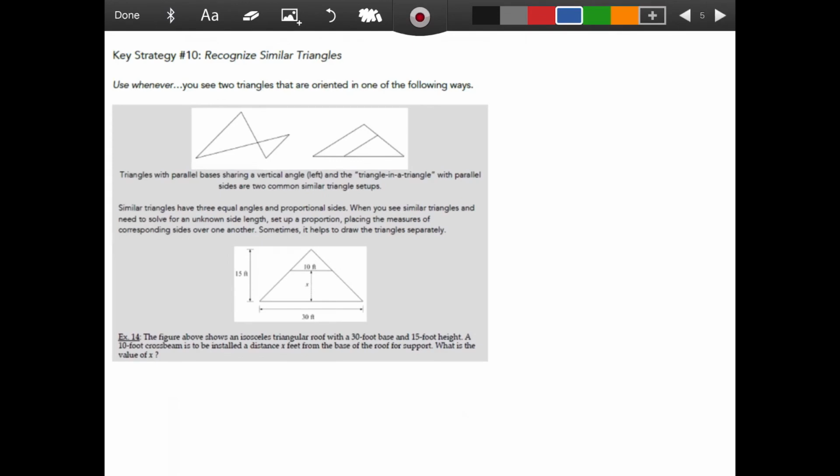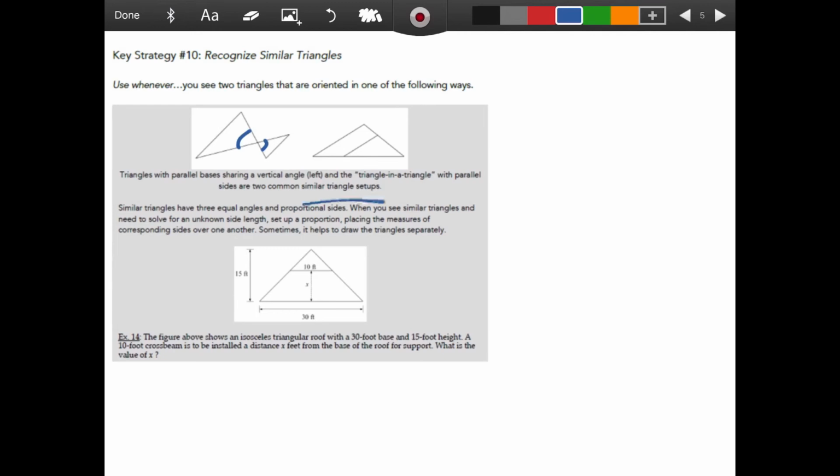Okay, key strategy number 10. We want to recognize similar triangles. We'll use this whenever we see 2 triangles that are oriented in one of the following ways. So we could have one triangle embedded in the other with parallel bases, sharing a vertical angle, like the one on the left. Or like I said, with one embedded in the other, we have 2 similar triangle setups. Now the key thing to know is they have proportional sides.